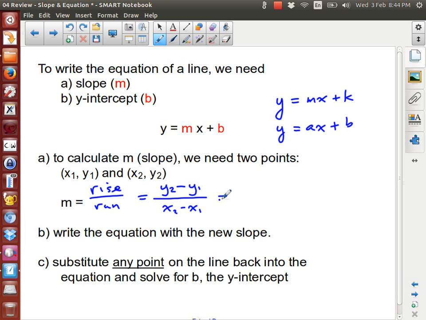And the short form to represent this algebraically is to use the Greek character delta, delta y over delta x. The change in y over the change in x. Once we've calculated our slope, we're going to write the equation with the new slope, and then we'll substitute a point in so that we can find the y-intercept. These second two are going to make a lot more sense when we actually do a practical example.